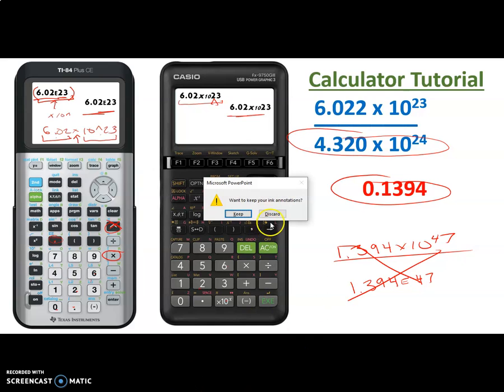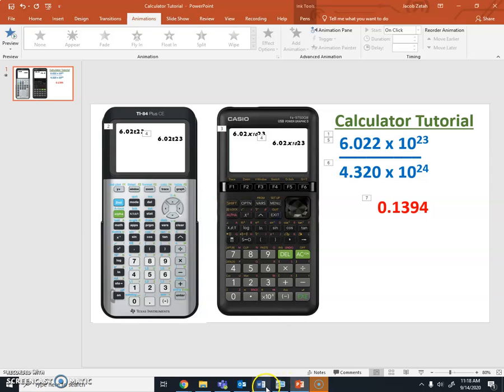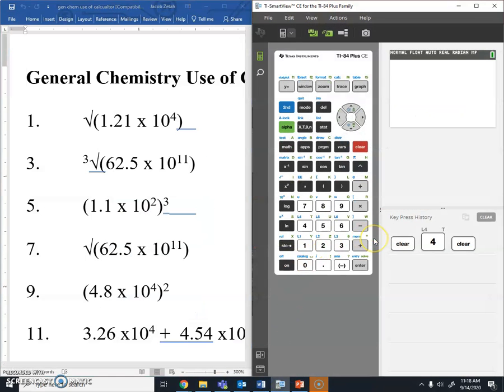The next thing I'm going to do here is discard those changes, is the worksheet. Again, I only have a TI for this, so you have to follow along to type this in. And hopefully, if you have a Casio, I will help you. Just make sure you ask.